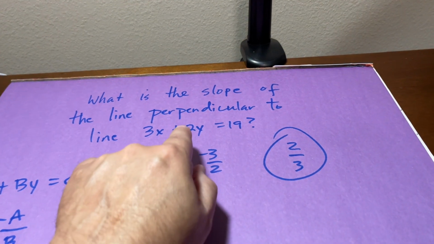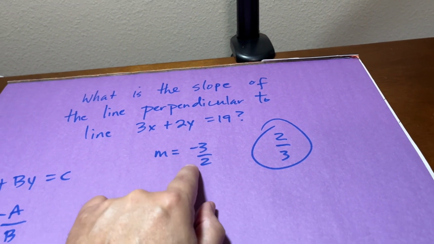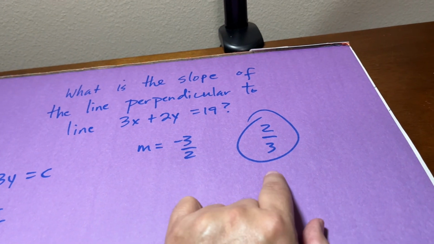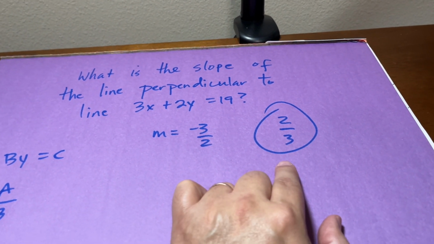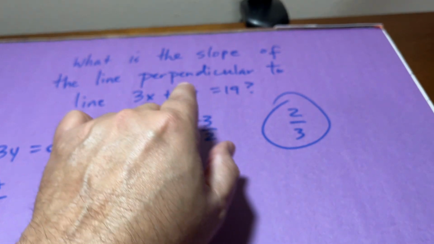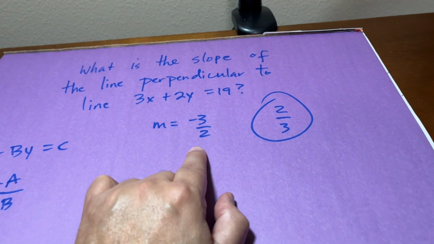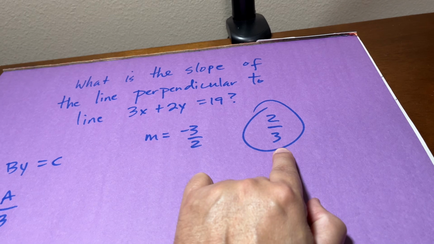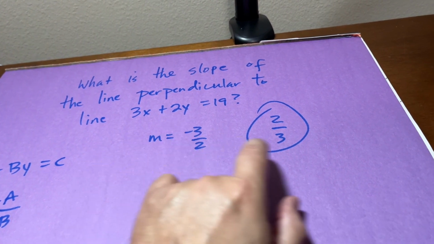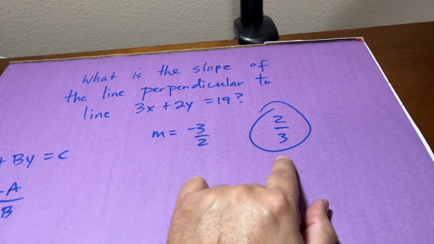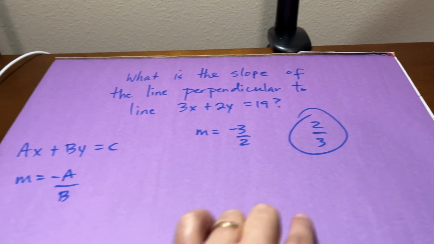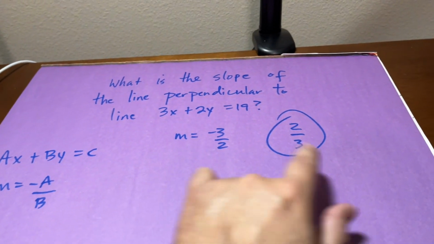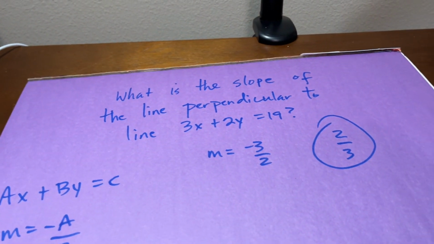So the line that is perpendicular to this has a negative reciprocal slope, which means the slope is going to be flipped and it's going to have the opposite sign. So that's the reason the final answer is 2/3. The slope of that line is this, but the answer to the question is that because we want the slope of the perpendicular line to that. Now, that's the fast way to do it. Know standard form, know how to find the slope, go through the procedure there to find that.